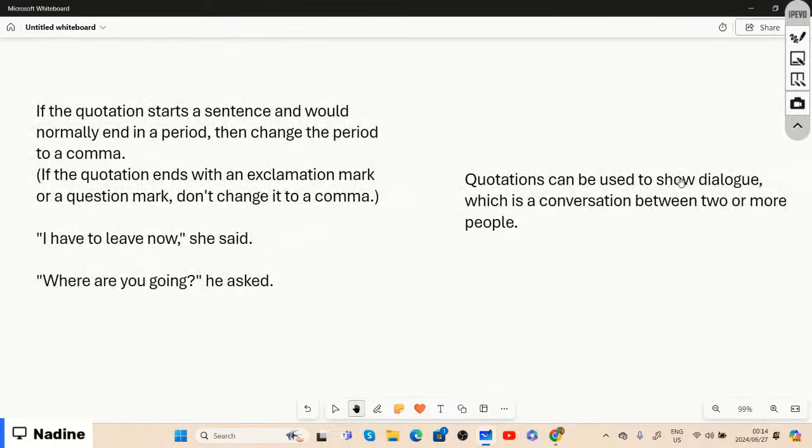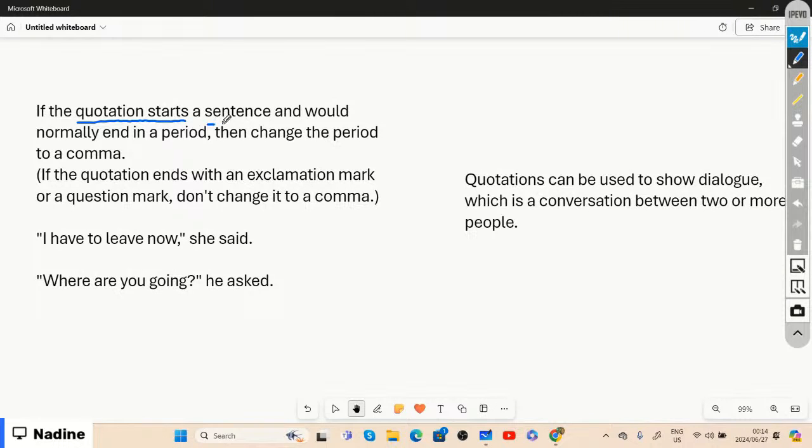All right, and then also, if our quotation starts a sentence and would normally end in a period, then we need to change the period to a comma. So for example, "I have to leave now." So we just put a comma instead of a period. Then we just say, she said.